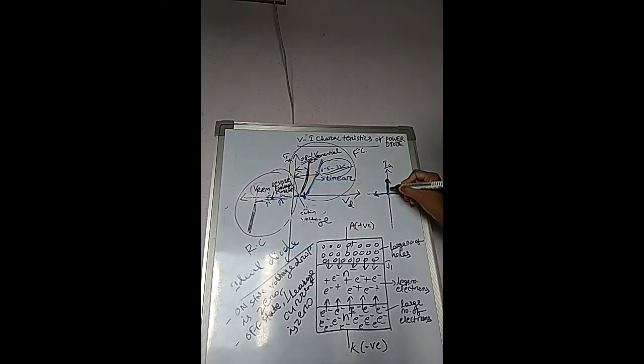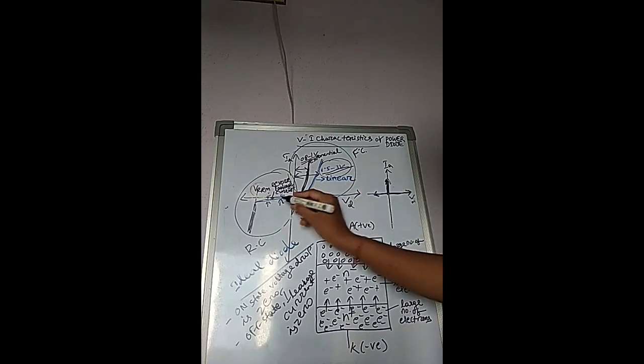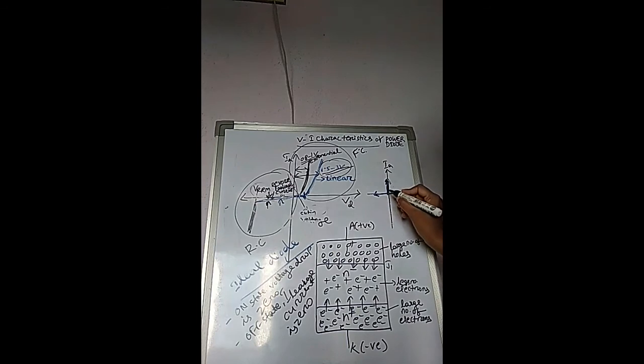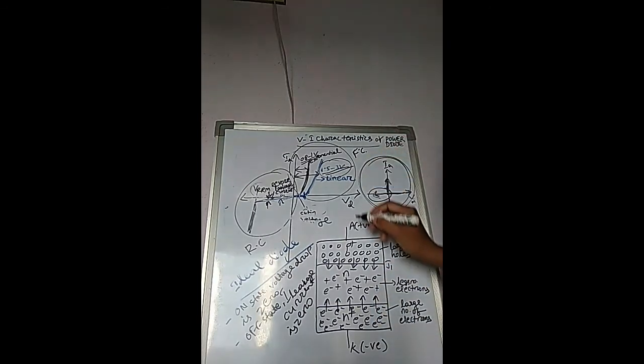There is no on state voltage, so the characteristic of forward biasing is like this. And the off state leakage current, this part is the off state leakage current. In the ideal case there is no off state leakage current, so the reverse characteristic is like this. So this characteristic is for the ideal diode. The current characteristic is in this way and the voltage characteristic in this way. Okay, now you have totally understood the VI characteristics of the power diode.